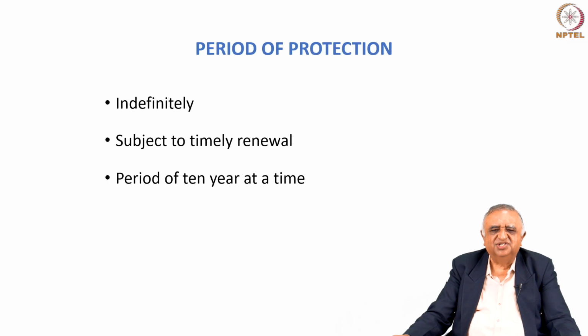What is the period of protection? Trademarks can be indefinitely protected. Unlike a patent which is only for 20 years, you can indefinitely protect your trademark. You will get protection for 10 years at a time, which you can keep on renewing. There are trademarks which are 200 years old, like DuPont, GE, and so on.